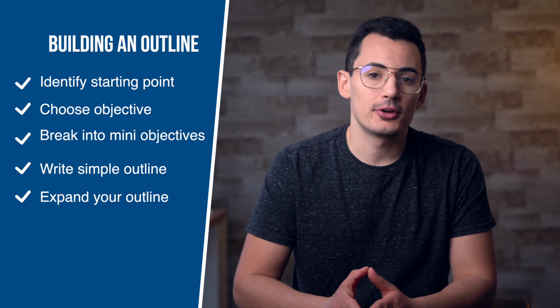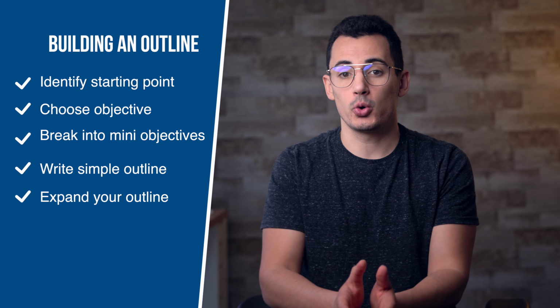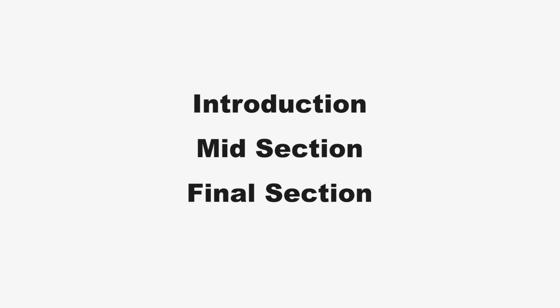Identify your students' starting point and choose your course objective for your online course. Break the objective down into mini objectives and write a course outline. Start with a simple outline first that includes the skeleton of the course, then expand on it. A simple outline can be divided into 3 parts: introduction section, mid section, and final section.